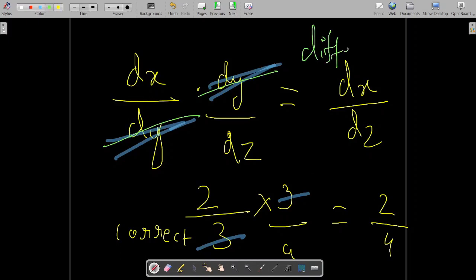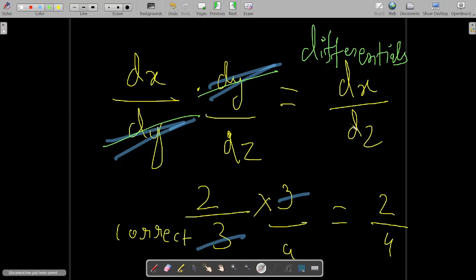They are differentials. So as they are differentials, we cannot say that they are cancelling each other. We cannot say that this dy and dy cancelled each other and so the final expression is dx by dz. It is wrong to say so.